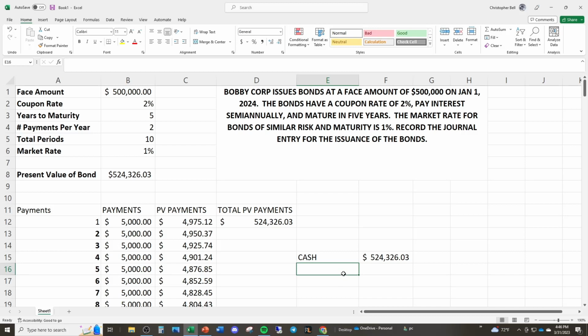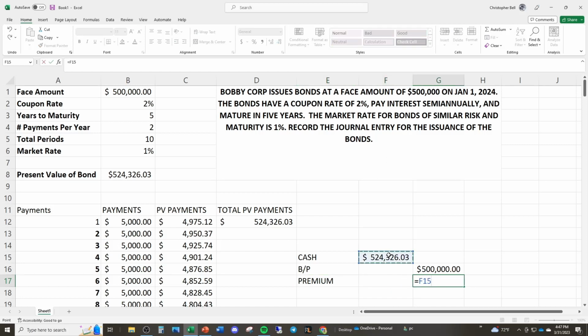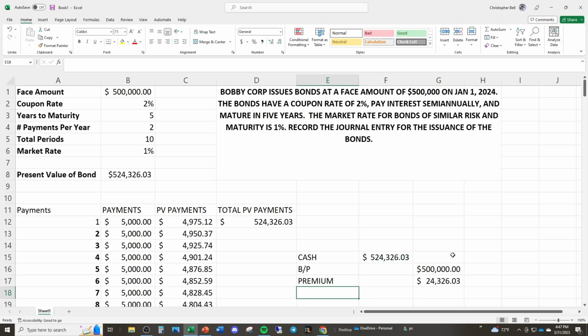What do we credit? Well, first we credit bond payable. You always put the bond payable, which is the final principal payment that Bobby Corp's going to have to pay back at the end, at the face amount. It's always the face amount. Credit it for that. And we have a difference here. What's the difference? Well, we have a premium bond, right? We're getting more money up front than the face amount. The difference is going to be a credit to premium. So you just literally take the 524 minus the 500,000 and you get a credit to premium.